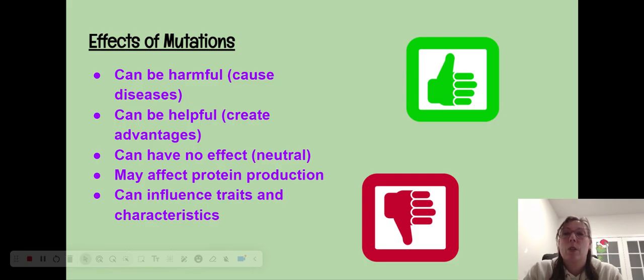And then what can the effects be? We've spoken about this a little bit before, but let's talk about it one more time. They can be harmful, meaning they can cause diseases or some kind of disorder or alteration that is not desirable. They can be helpful. Sometimes they can be advantageous. When we spoke about color differences or color blindness, some people might think it's an advantage to be able to see colors that other people can't see. Some can have no effect at all. In fact, most mutations are neutral. They can affect protein production, and they can also influence traits and characteristics that are passed down.